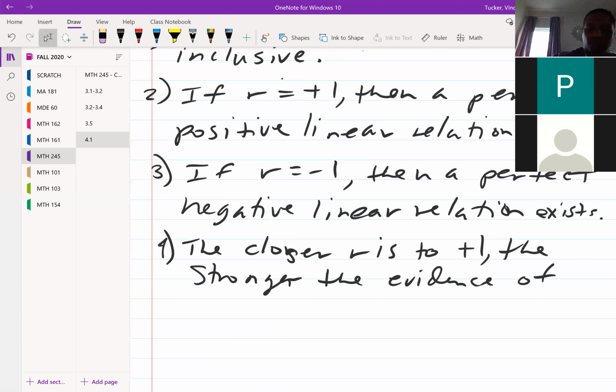So for this fourth one, the closer R is to +1, the stronger the evidence of a positive association.